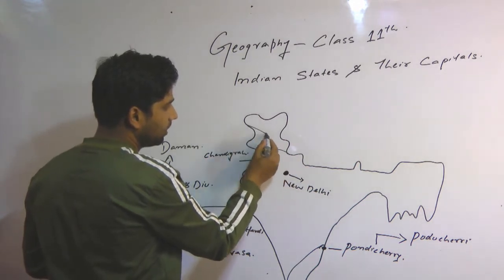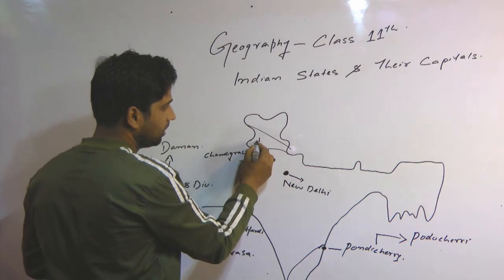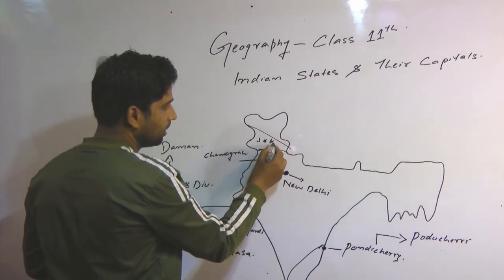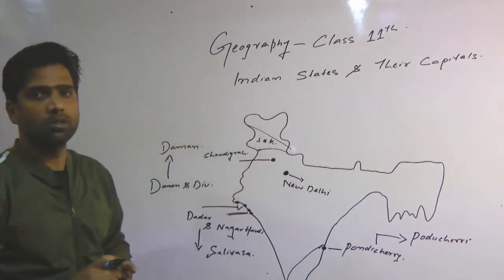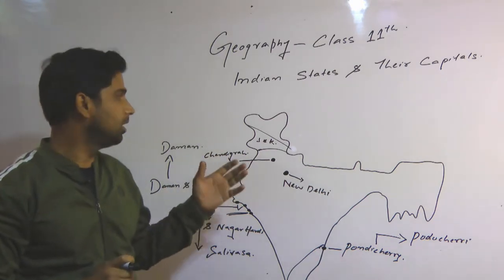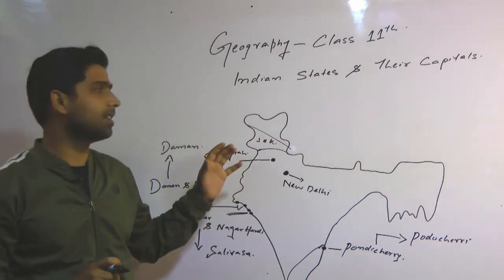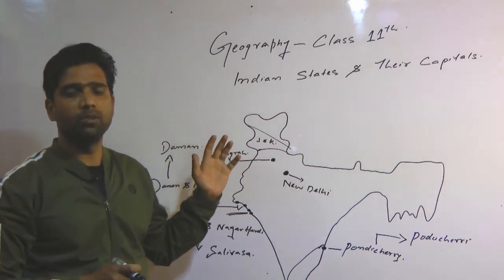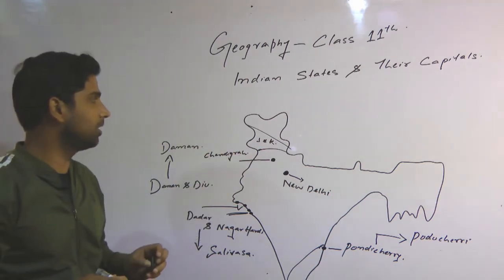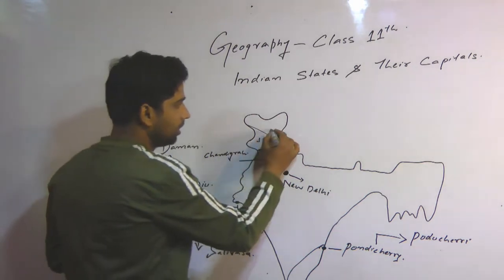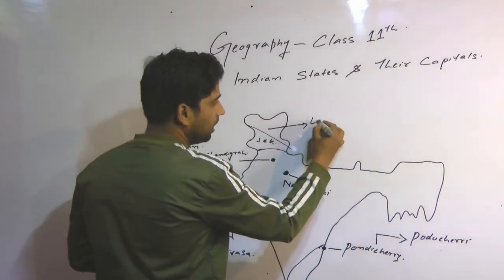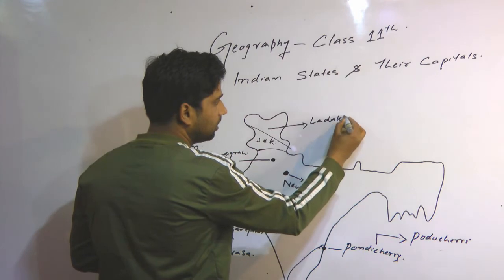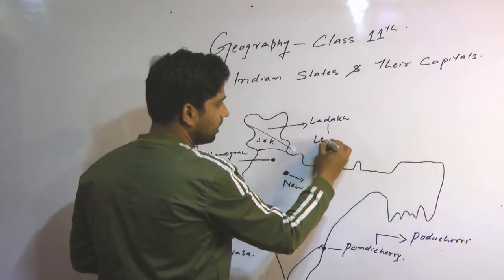Another UT is like this, Jammu and Kashmir. This is also a Union Territory of India, with Jammu and Srinagar as its capitals respectively. Jammu is the winter capital and Srinagar is the summer capital. Another UT is Ladakh, and its capital is Leh.